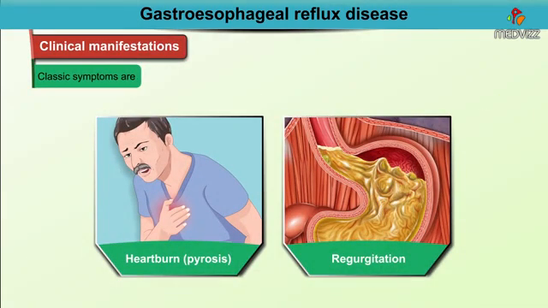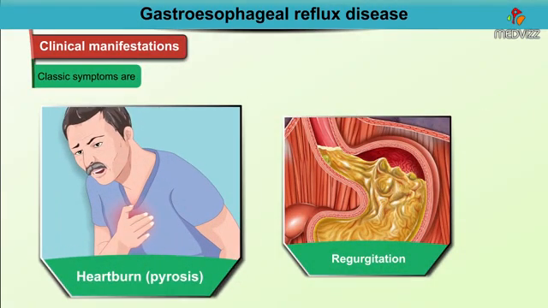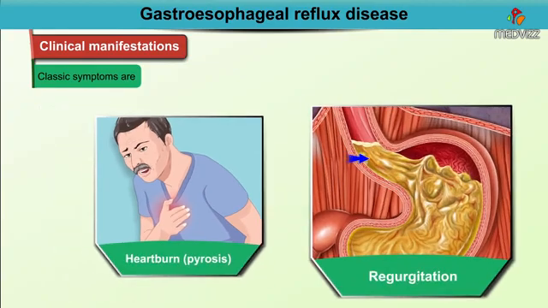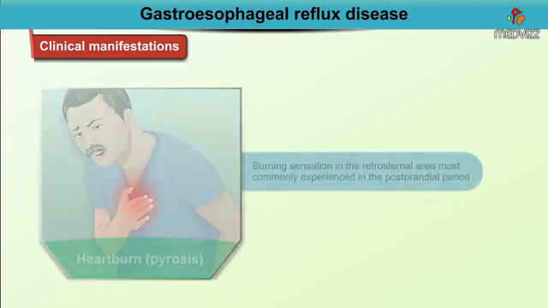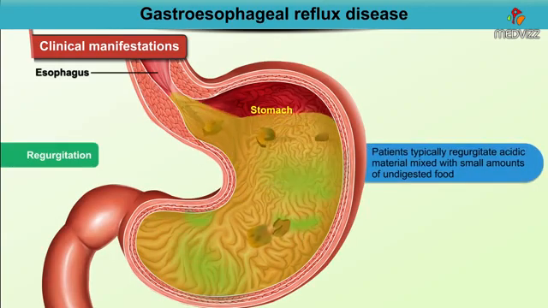The classic symptoms of GERD are heartburn, which is called pyrosis, and regurgitation. Heartburn is typically described as a burning sensation within the retrosternal area, most commonly experienced in the postprandial period, and regurgitation. Patients typically regurgitate acidic material mixed with small amounts of undigested food.